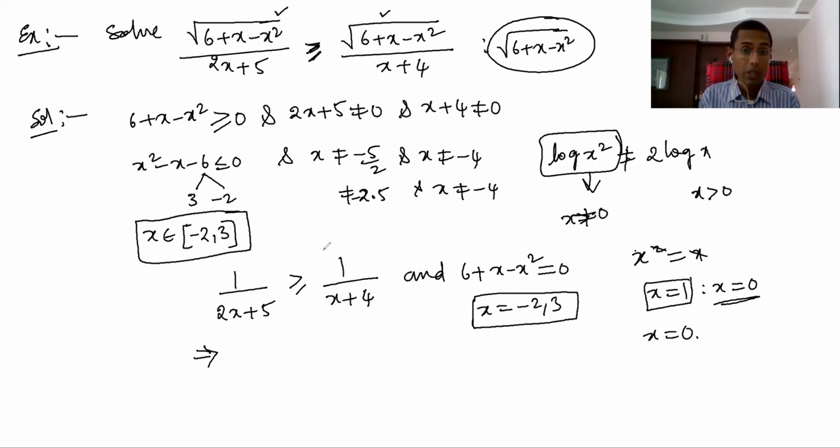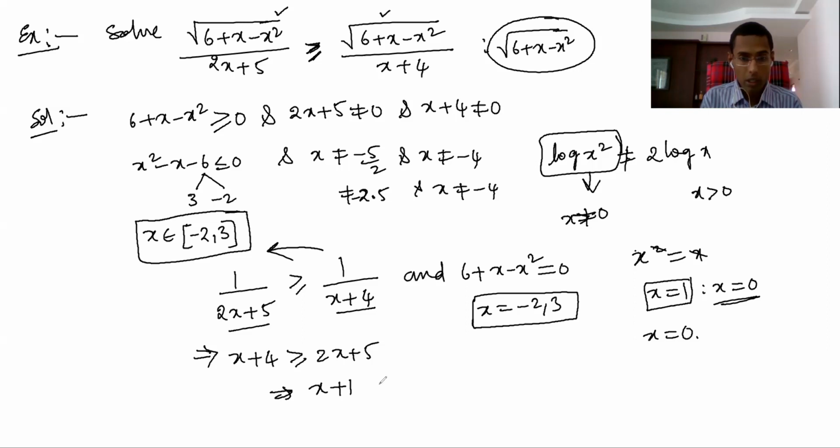Otherwise, what you should do, you have to bring this one to this side. But in this case, you can multiply because 2x plus 5 is always positive. Understand, x is greater than -2. Therefore, if you put -1, this is positive, this is also positive. Because these two are positive, cross multiplication is okay. x plus 4 is greater than or equal to 2x plus 5. That implies, if you bring this to this side, x plus 1 is less than or equal to 0. That implies x is less than or equal to -1.